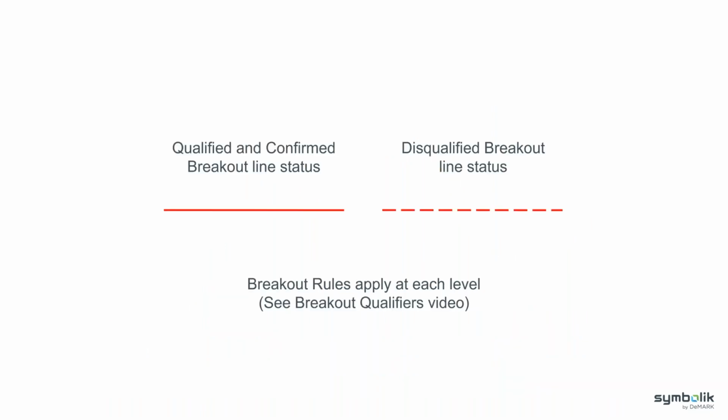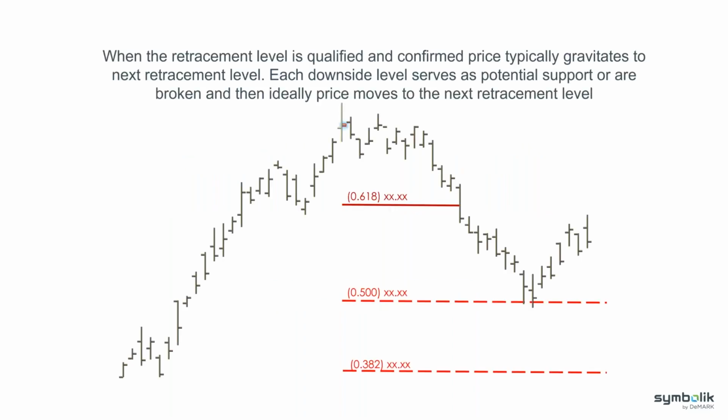You'll notice in those charts that I just showed, there are some solid red lines and some dashed red lines. When we're talking about downside levels, that's where we get into the red color. And you'll notice that solid indicates a qualified and confirmed breakout line status, and then the disqualified is a dashed level. So what does that mean?